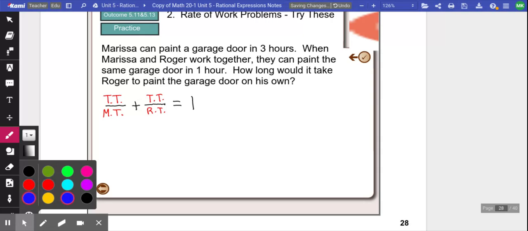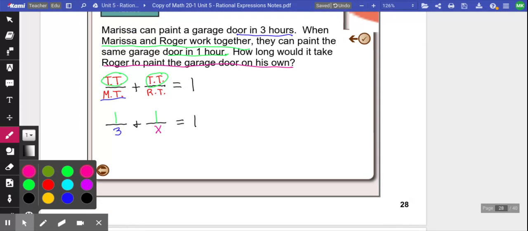If we read it, we can get the information. Marissa can paint it in 3 hours. Awesome. That's Marissa's time. So I have something divided by 3. Keep reading. When Marissa and Roger work together, they paint it in 1 hour. That is my time together. 1 hour. How long would it take Roger to paint it on his own? That is Roger's time, which is X. And you get that beautiful equation. Hopefully you set it up properly.